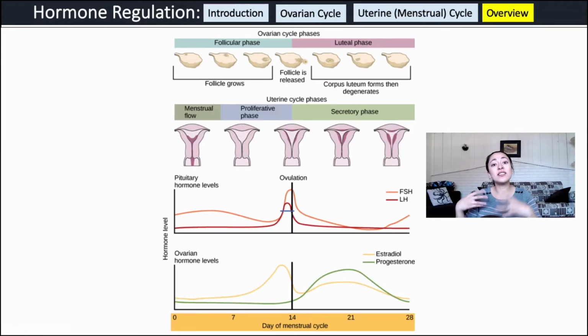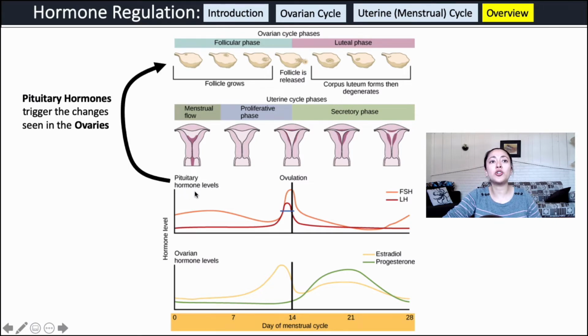So this diagram is summarizing the effects of these different hormones on the ovaries and the uterus. So remember the pituitary hormone levels, so from the anterior pituitary, those hormones that are being secreted are causing changes that are seen in the ovaries. So one thing that you can see, this is showing the monthly cycle from 0 to 28 days. You can see at the beginning of the menstrual cycle, the anterior pituitary starts to secrete a lot of FSH, shown in orange here. FSH, or follicle stimulating hormone, triggers the follicles within the ovaries to start to grow.